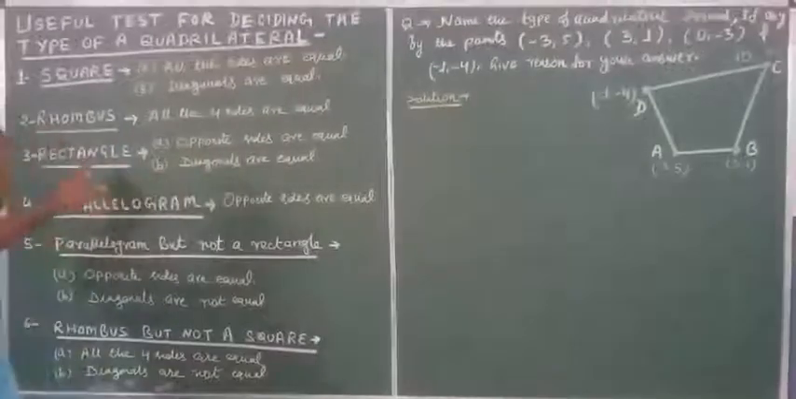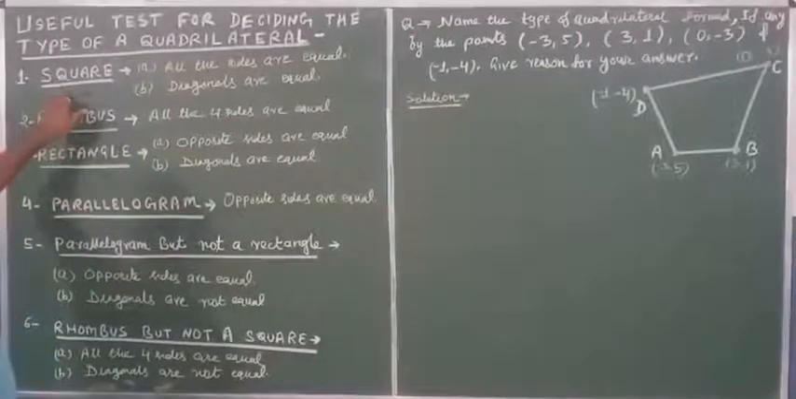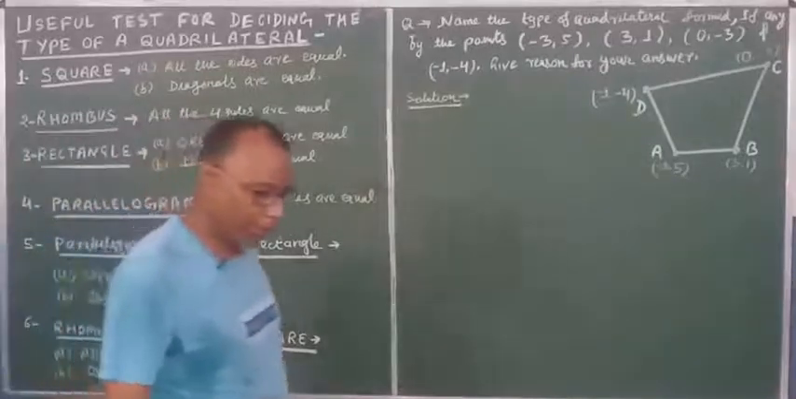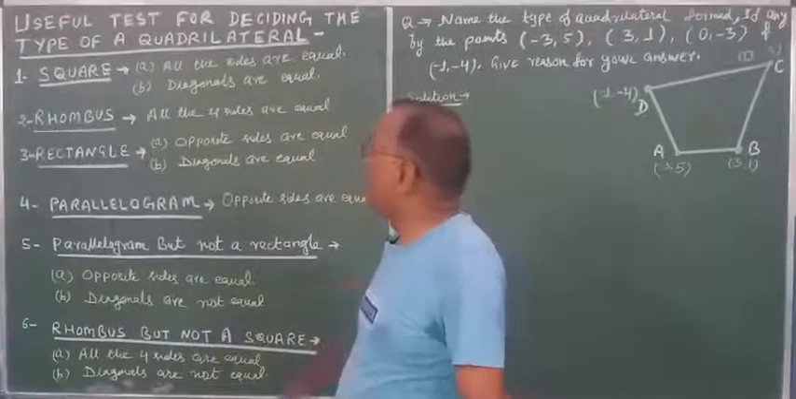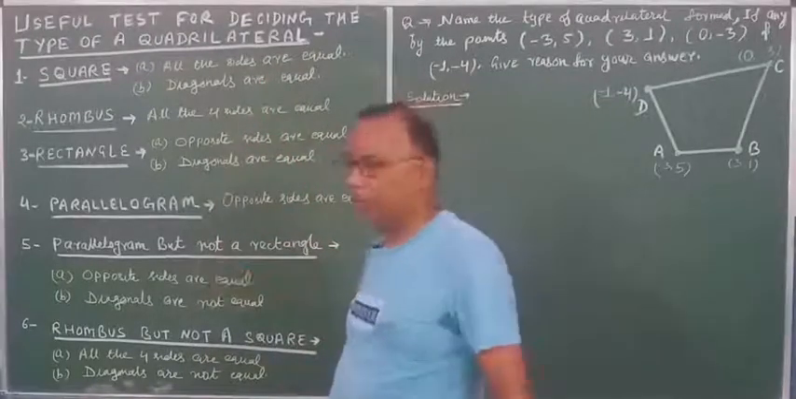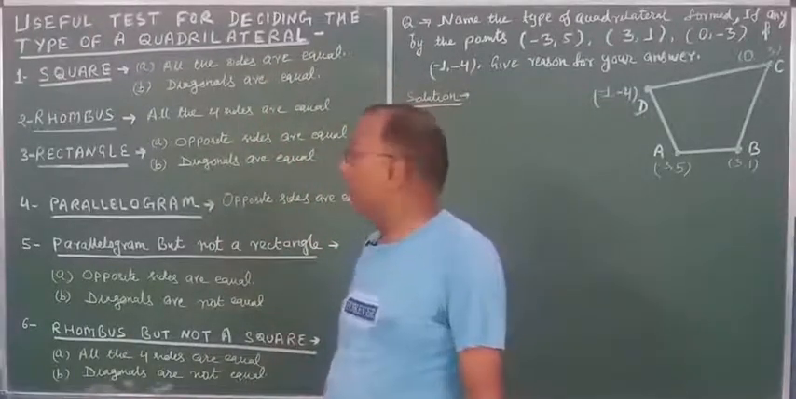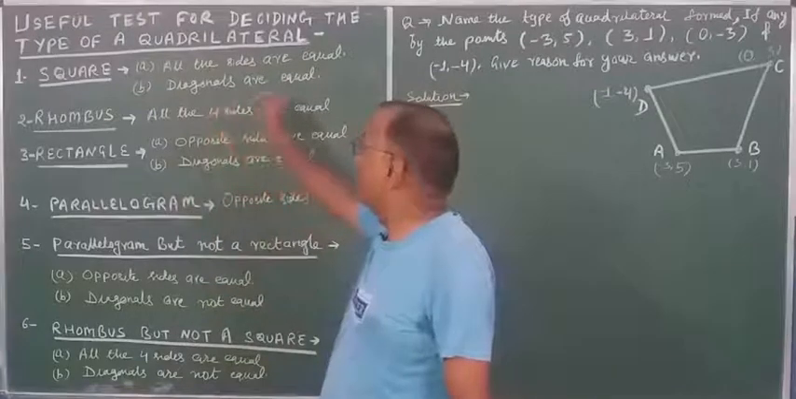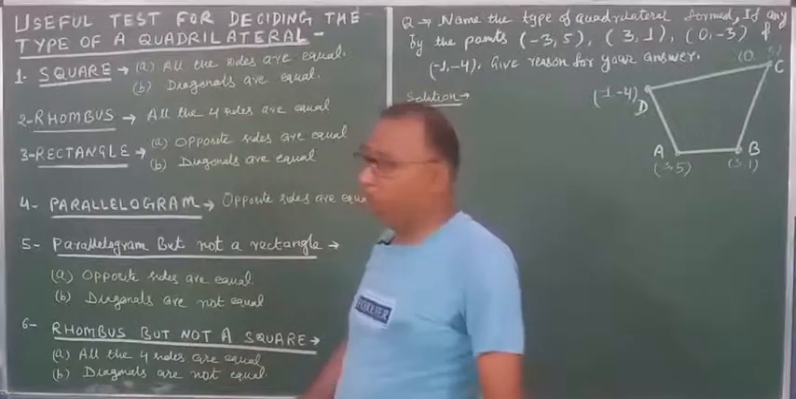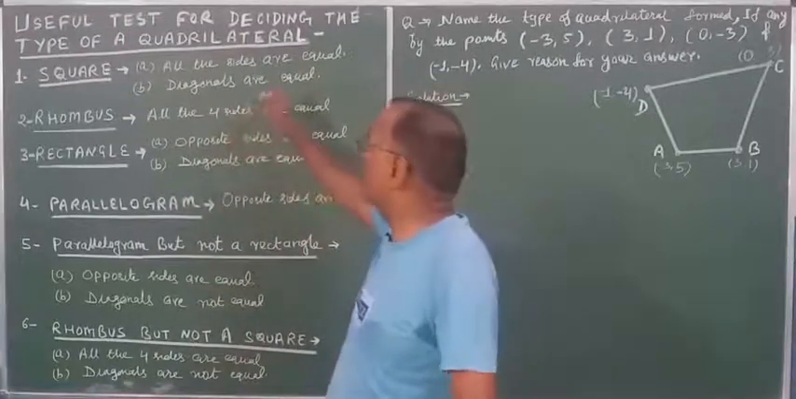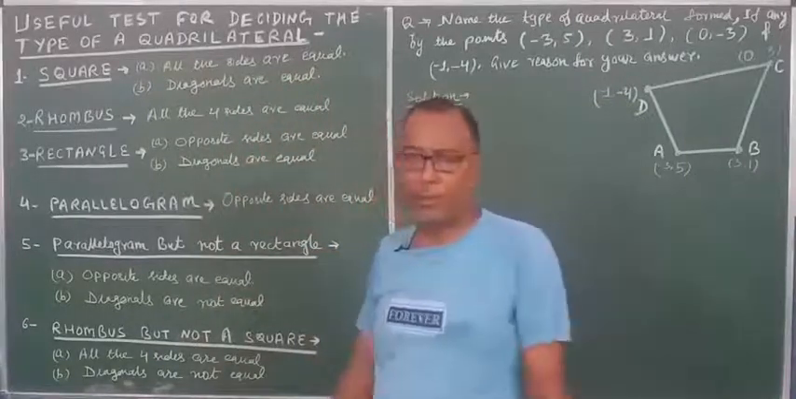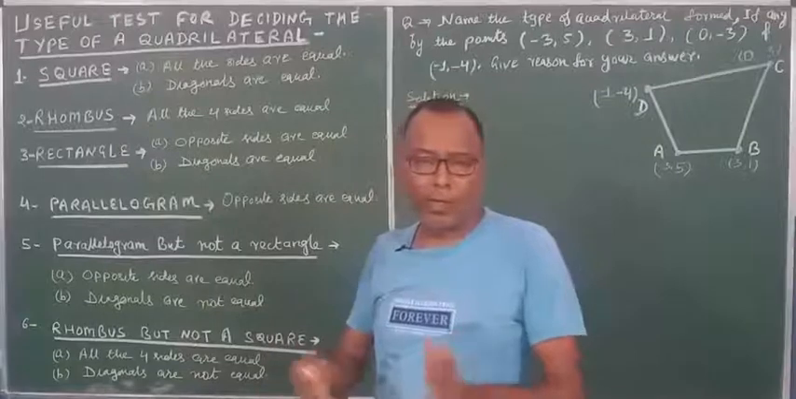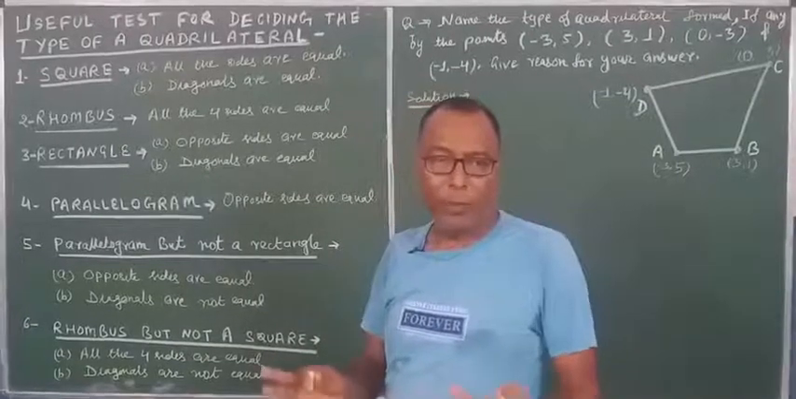Just look at the test for the square. What should we find there? First we will find all the sides and then the diagonals. If all the sides are equal and the diagonals are equal, then the given quadrilateral will be a square.